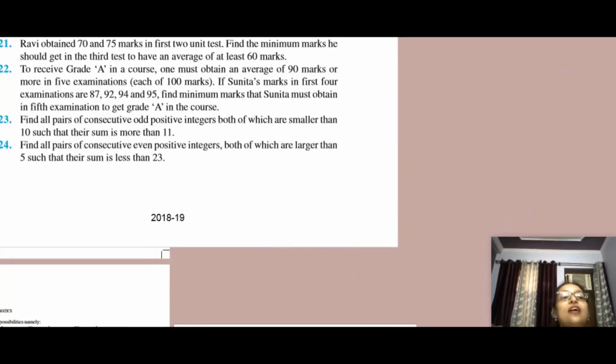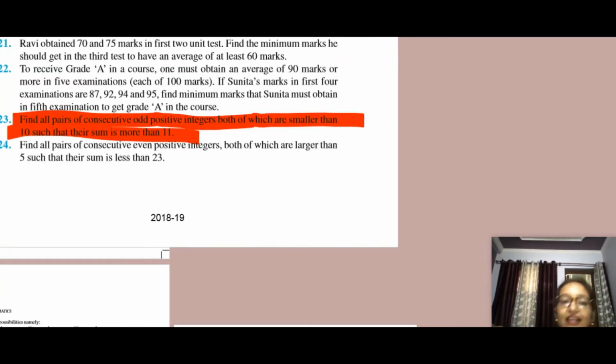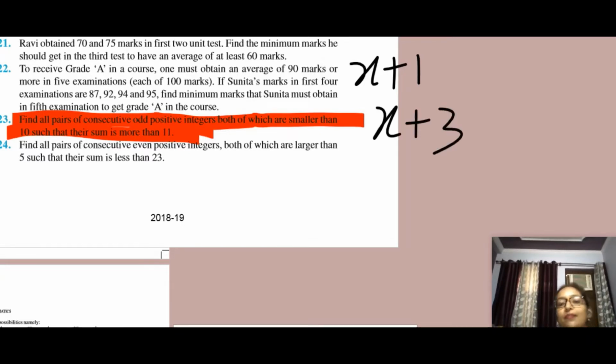The question says, find all pairs of consecutive odd positive integers, both of which are smaller than 10 and their sum is more than 11. So since the numbers are odd, I'll let the numbers be x plus 1 and x plus 3. So it will make sure that the numbers are odd, right? Since it says consecutive, that is why I've taken it like this. Had it been 3, I would have taken x plus 5. I can take x minus 1, x minus 3 as well, right?